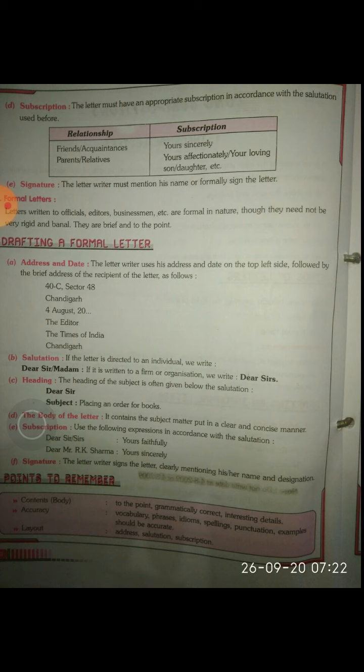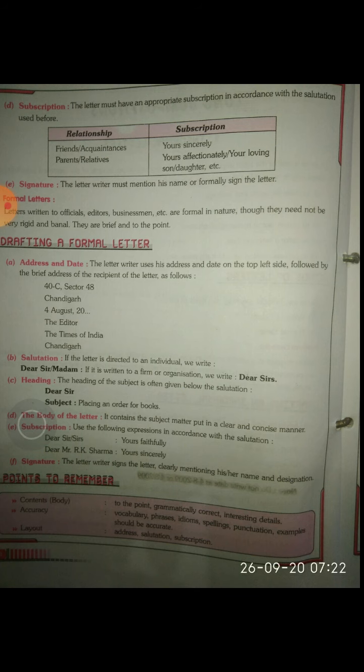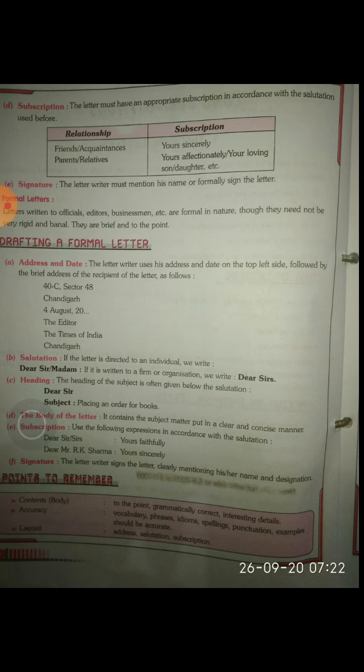Drafting a formal letter. Just I have told you, such letters are written to officials. I had given you examples in our previous discussion. You write a letter to your principal for leave or transfer certificate. We had discussed. Now you see what has been written here. Address and date. The letter writer uses his address and date on the top left side, followed by the brief address of the recipient of the letter as follows: 40C, Sector 48, Chandigarh, 4 August 2020. The editor, The Times of India, Chandigarh.